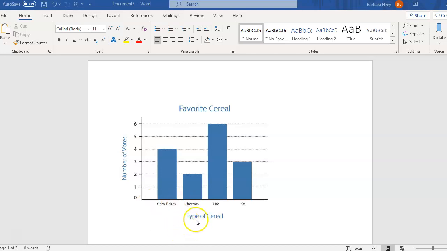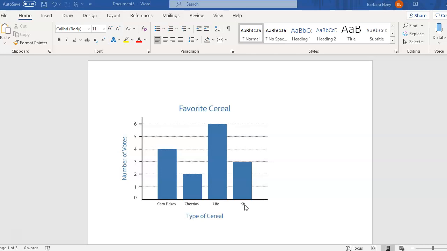Let's notice in this case, type of cereal is on our x-axis, and it is not numerical. It is things like cornflakes, Cheerios, Life, and Kix. All right, and of course we do have numbers, the number of votes for that particular cereal on the vertical axis, but our horizontal axis reflects this qualitative information. Now, notice that we can pretty much tell almost everything there is to know about this data from this chart.